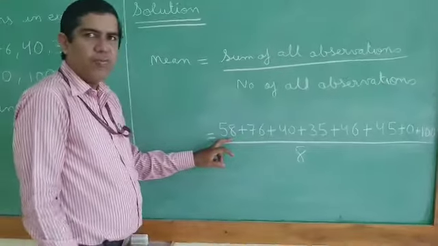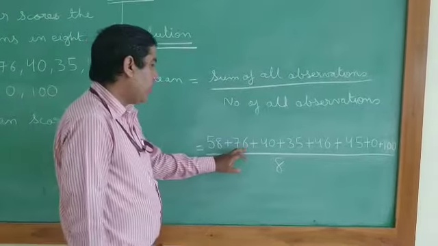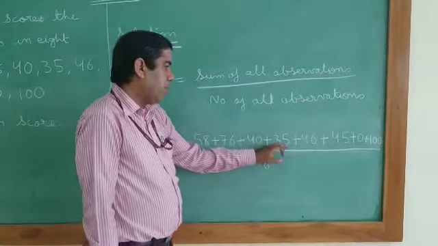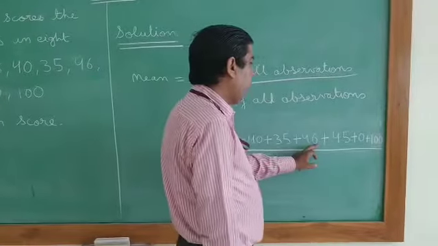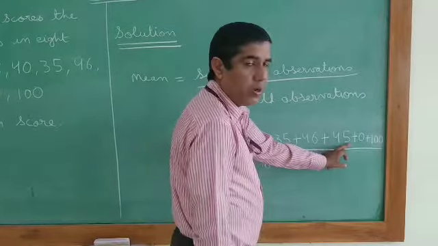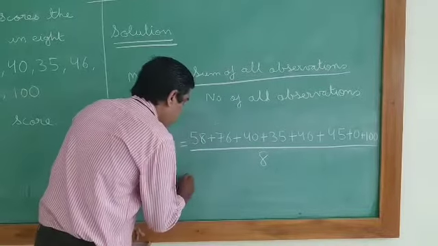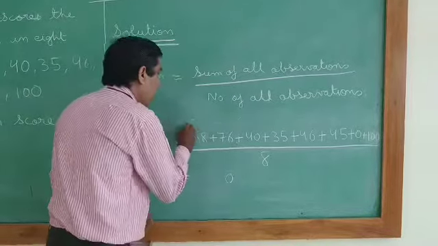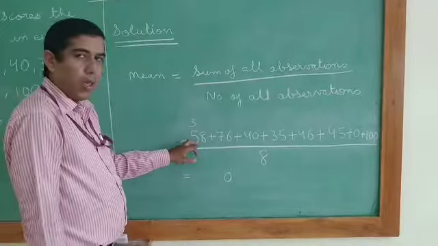You can start first with the unit place. 8 plus 6 is 14. 14 plus 5 is 19. 19 plus 6 is 25. 25 plus 5 is 30. So it comes here 0. Then 3 carry here.